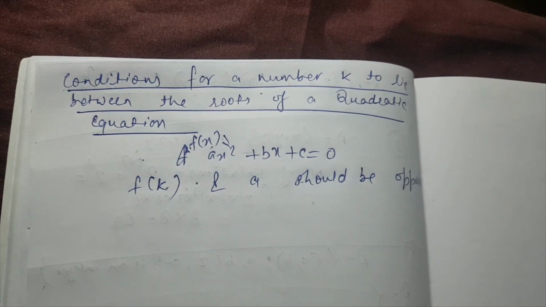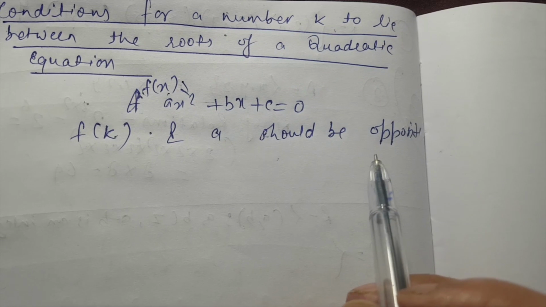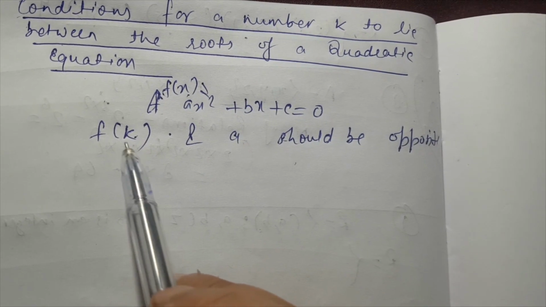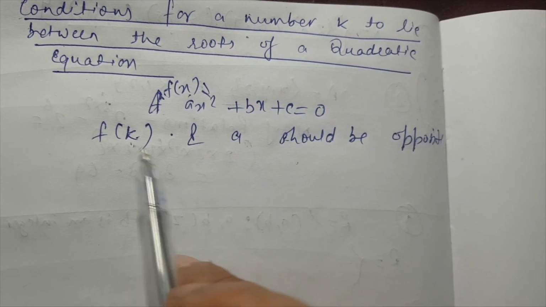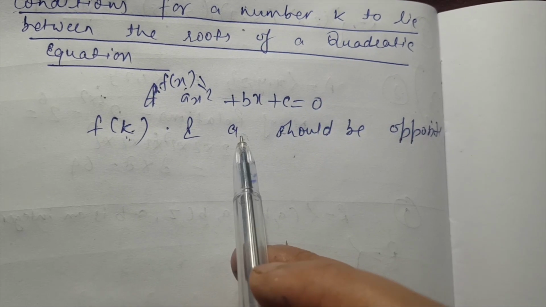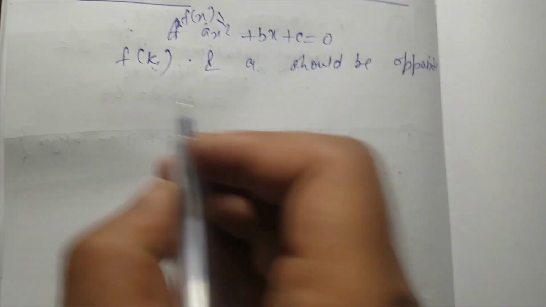I will tell you why this sign should be opposite. Suppose the sign of f(k) comes out to be positive, then a should be negative. If f(k) comes out to be negative, then a should be positive. So I will tell you why this is the case.